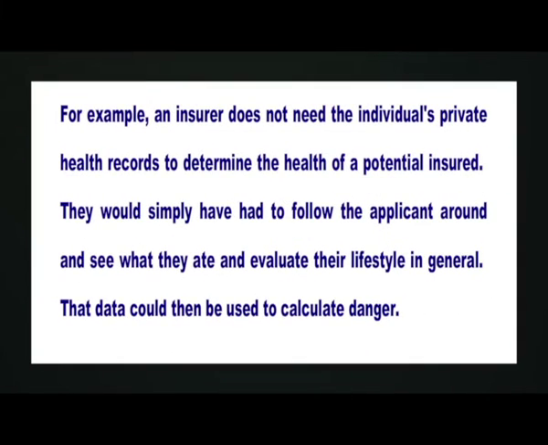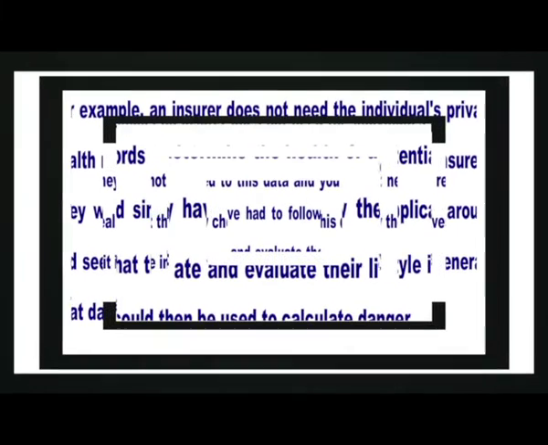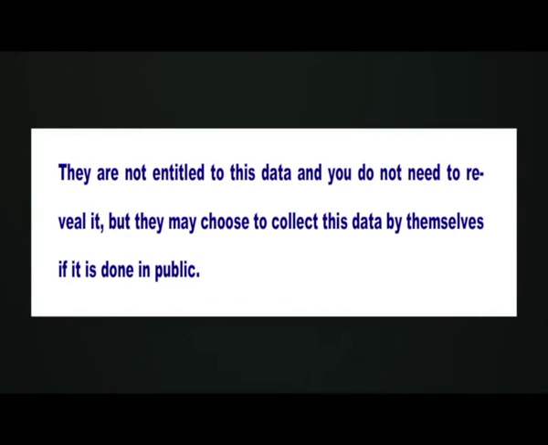For example, an insurer does not need the individual's private health records to determine the health of a potential insured. They would simply have had to follow the applicant around and see what they ate and evaluate their lifestyle in general. That data could then be used to calculate danger. They are not entitled to this data and you do not need to reveal it, but they may choose to collect this data by themselves if it is done in public.